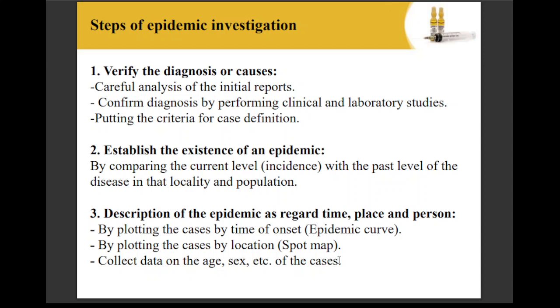By plotting the cases by time of onset, we can draw the epidemic curve. By plotting the cases by location, we can draw a spot map. Likewise, for COVID-19 there is a dynamic graph available on government sites, wherein you can find this spot map, that is, where how many cases there are, you can immediately see that. Immediately by clicking on a dot, you can get the data.